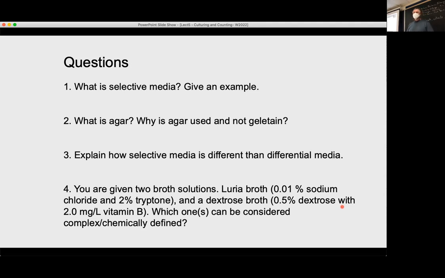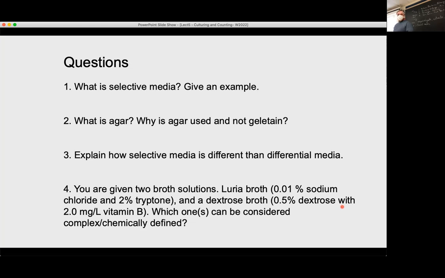Okay, next question, what's agar? Go ahead. It's a carbohydrate isolated from seaweed, and it's used instead of gelatin because it doesn't melt. Thank you. And third question, how's selective media different than differential media?